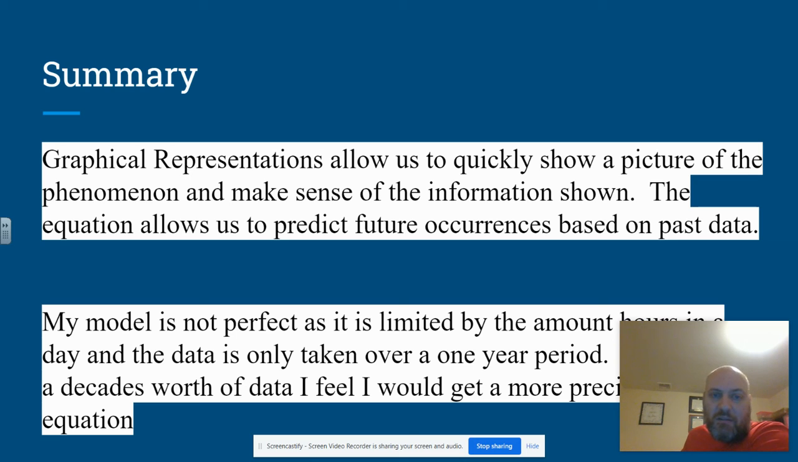So in summation, graphical representations allow us to quickly show a picture of the phenomenon and make sense of the information shown. The equation allows us to predict future occurrences based on past data. My model is not perfect as it's limited by the amount of hours in a day. My data was taken for 1 day a month over a 1 year period. I feel that if I looked at decades worth of data, I would get a more precise equation, and this would allow for better extrapolation and predictions in the future.